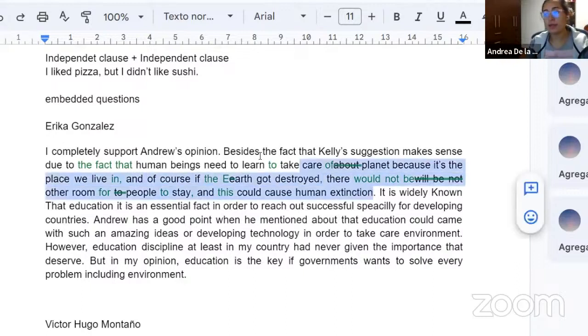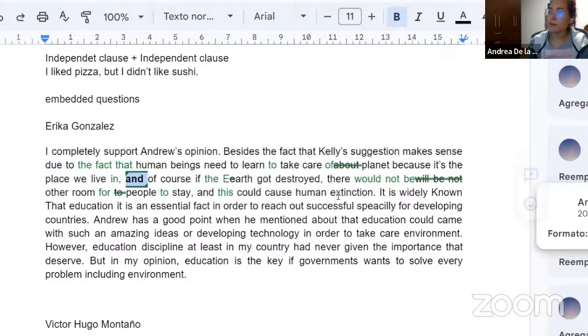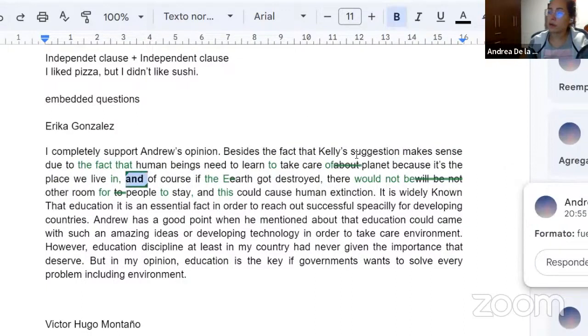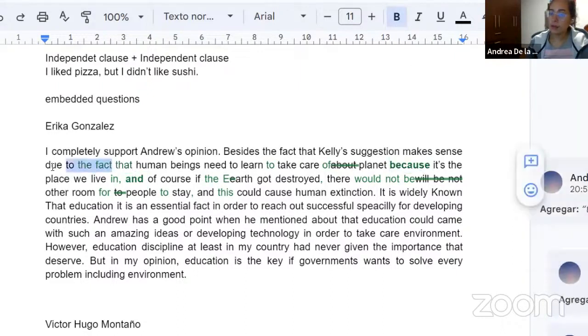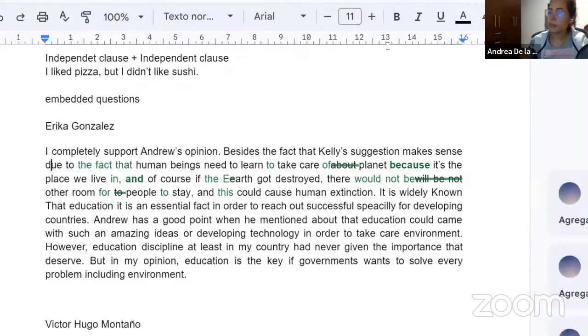sentences. Think about it. This is only one sentence. It starts with a capital letter and runs until the period, and you have some connectors, right? You have the connector and you have the connector. Because. Then you have due to the fact that. Yeah, and I don't know if you have one more. I think you have another one, right? You have another and.